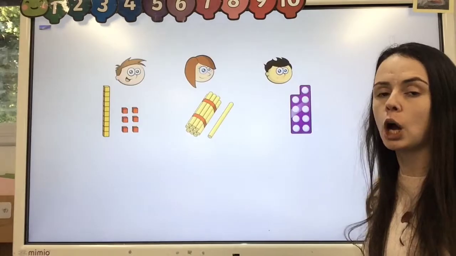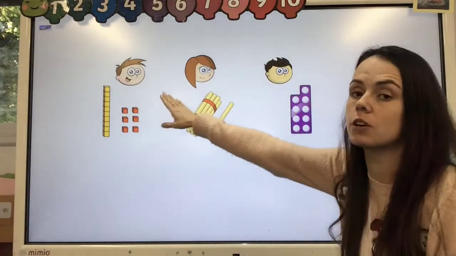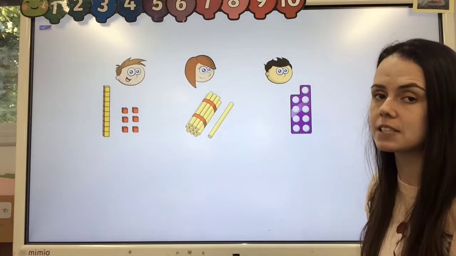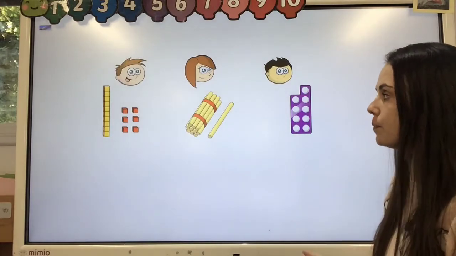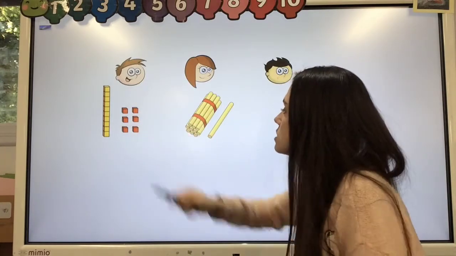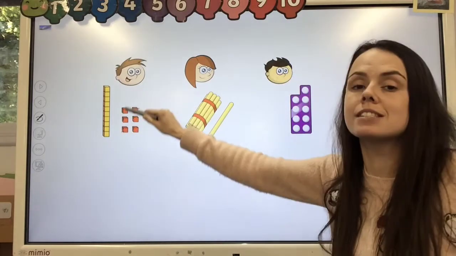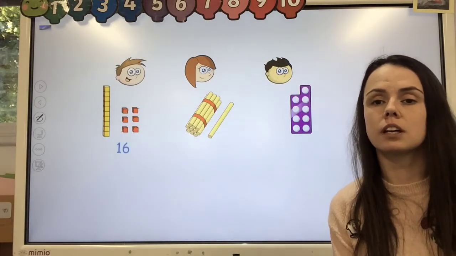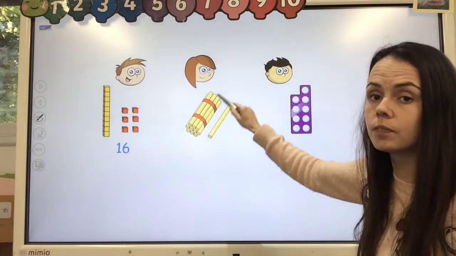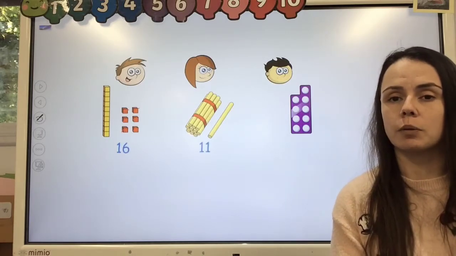Great work, you all. Okay, our next question involves counting these different resources. So first of all here we've got some cubes, then we've got straws, then we've got pneumacons. So let's find out how much each person has. So this one here, we've got 1 10 stick, let's cross these off. 1, 2, 3, 4, 5, 6. So we have got 16 cubes. How many straws? We've got 1 10 here and 1 1. So 10, 11. Great work.